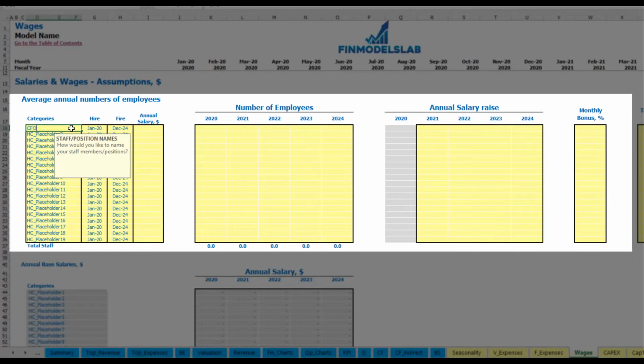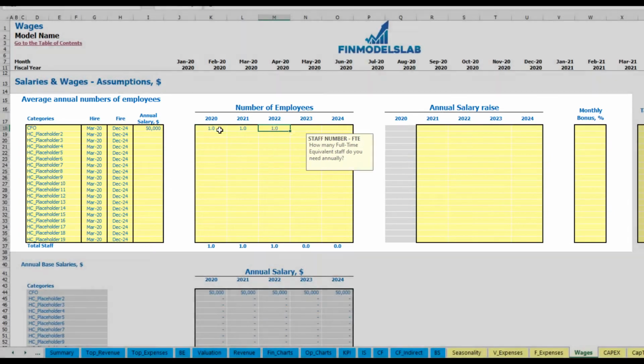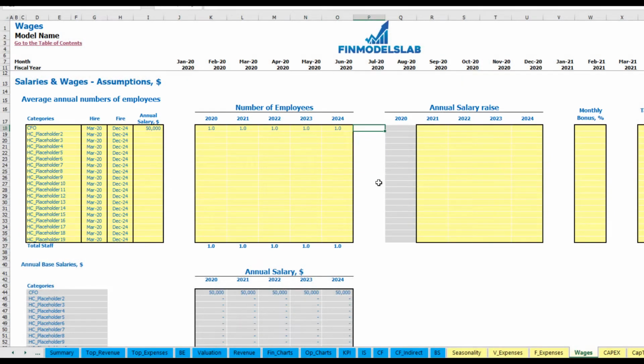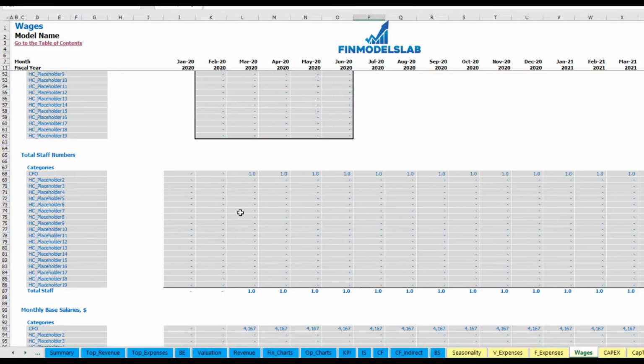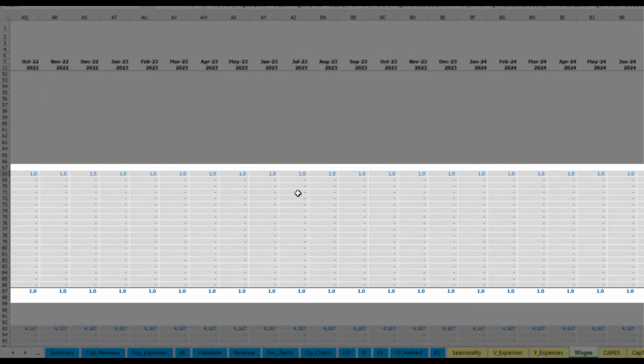Let it be a CFO, whom you are going to hire in March 20. You're not going to fire him, so the fire date will be December 24. The annual salary can be $50,000, and this will be one CFO over the time. So you may see one CFO, which is one headcount, starting from March till the end of the model, which is December 24.